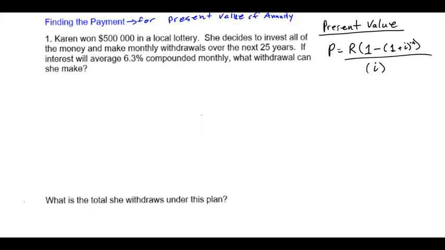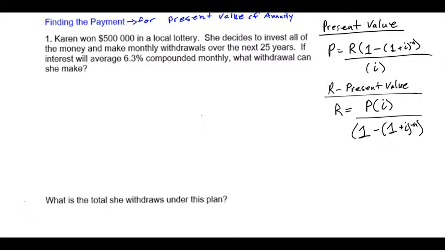Now we'll rearrange this equation by, instead of dividing, multiplying by i and then dividing by 1 minus (1 plus i) to the n, to find R. And we get this. This makes calculating the R value, or the deposit, as easy as what we used to do before when we calculated the R value for the future value.